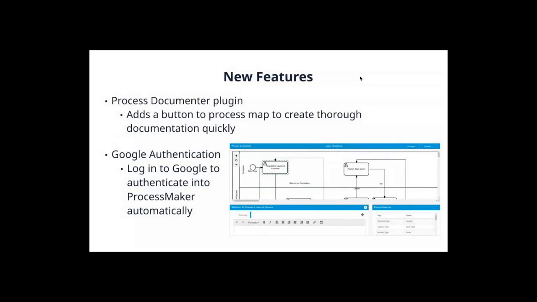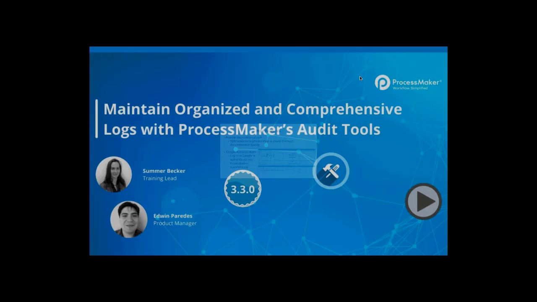Another really cool new feature we have with this version is the Google Authentication plugin, which allows administrators to set up and sync accounts between Google and ProcessMaker, so you don't need to create accounts twice, and end users only need to log in one time. And that's it for ProcessMaker 3.3.0.